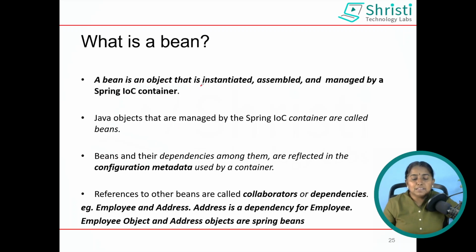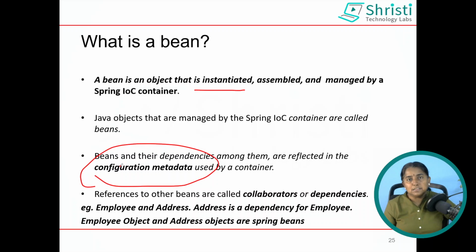So, what is a Spring Bean? A Spring Bean is a Java object that is instantiated, assembled and configured by the IoC container. Okay. What are the objects? How do they have to be created? What are the dependencies of these objects? Everything is provided by configuration metadata. In our case, we will be working with annotations.